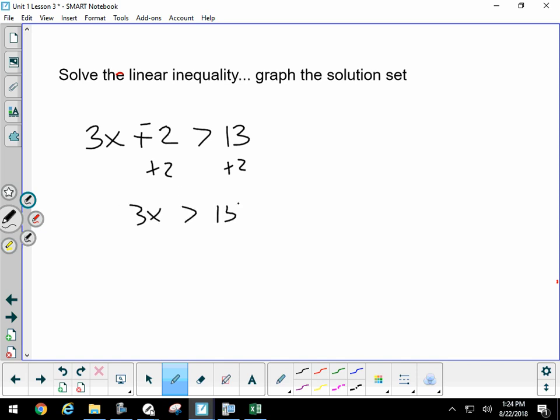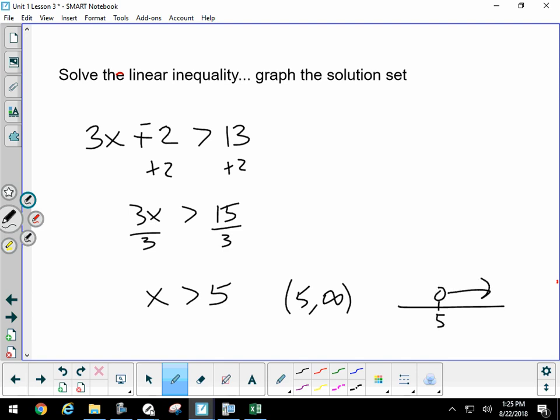We have 3x is greater than 15. I then will divide or multiply, either divide by 3 or multiply by 1/3. Since I'm dividing by a positive or multiplying by a positive, things stay still, everything is good, you don't have to change any symbols. If x is greater than 5, you can talk about not including 5 going to infinity, or you can talk about graphing, and my solutions for x are all solutions that are bigger than 5.